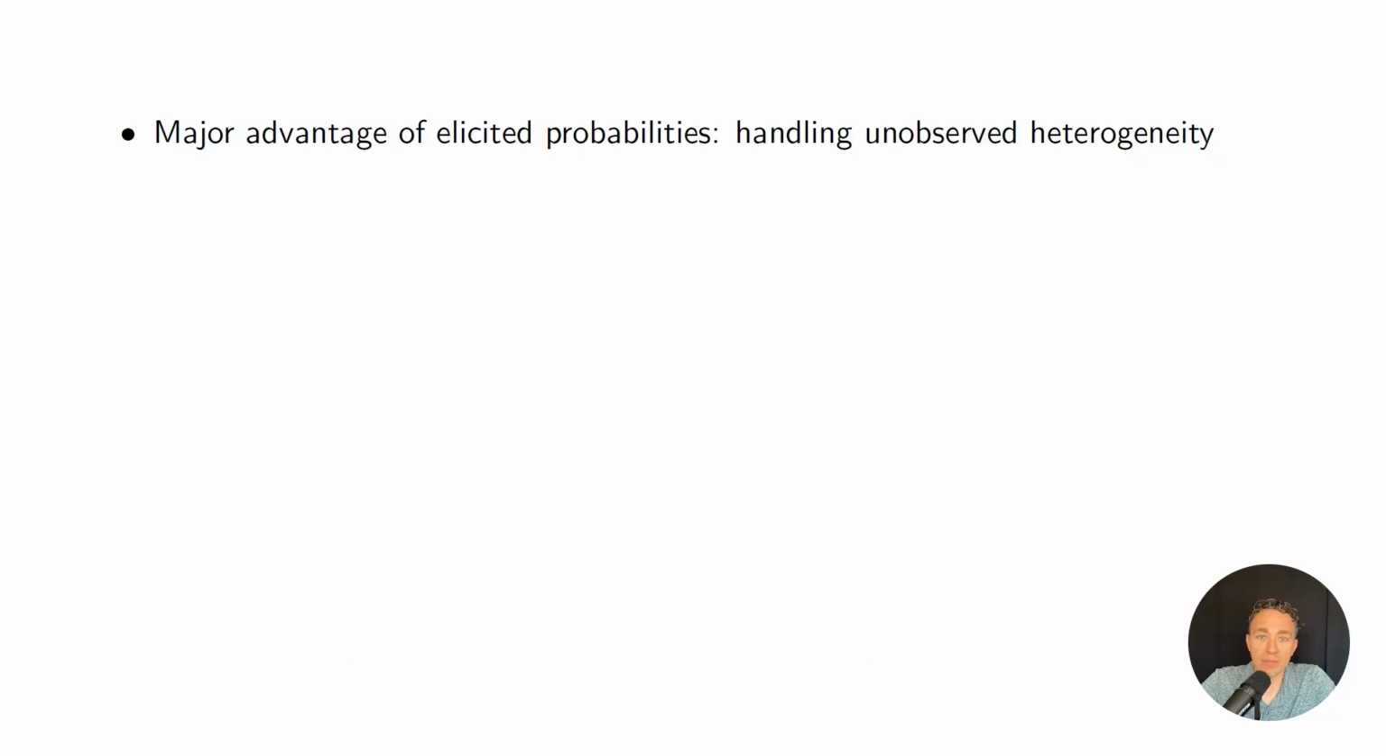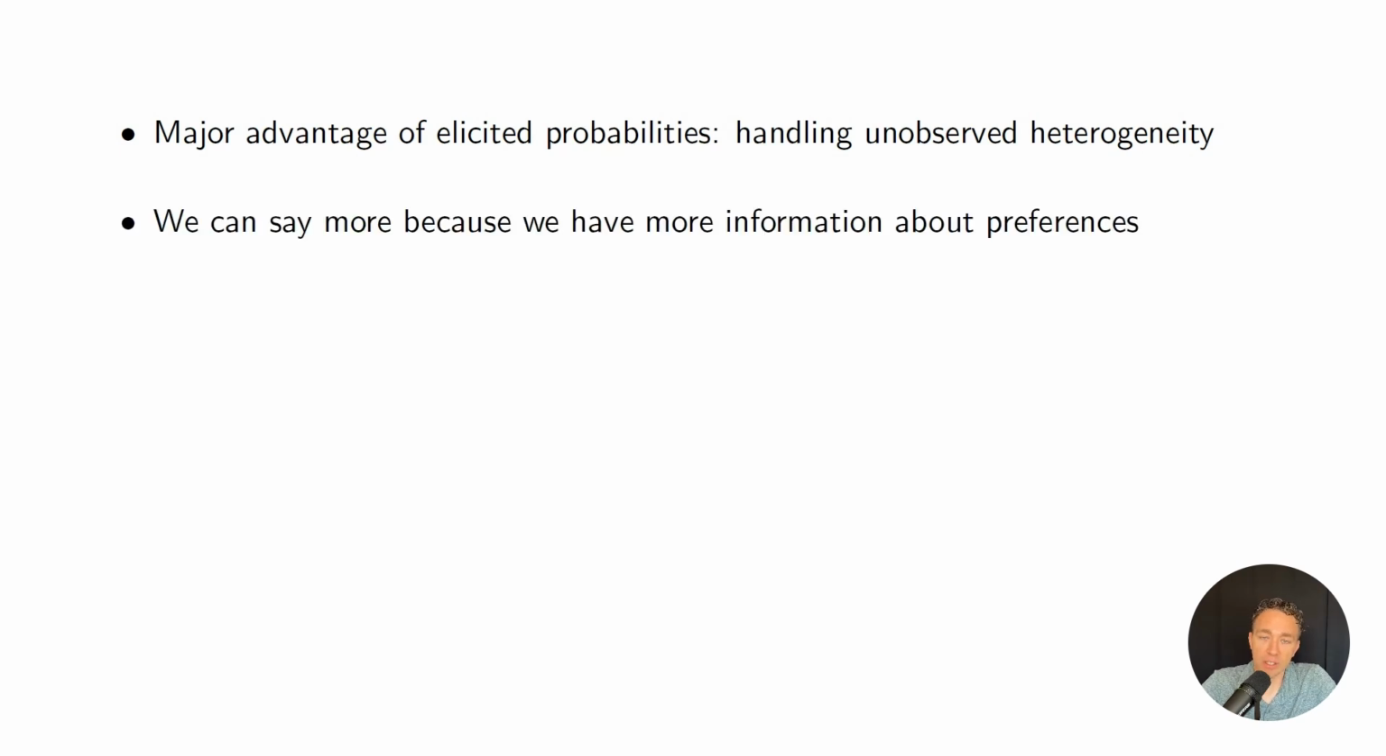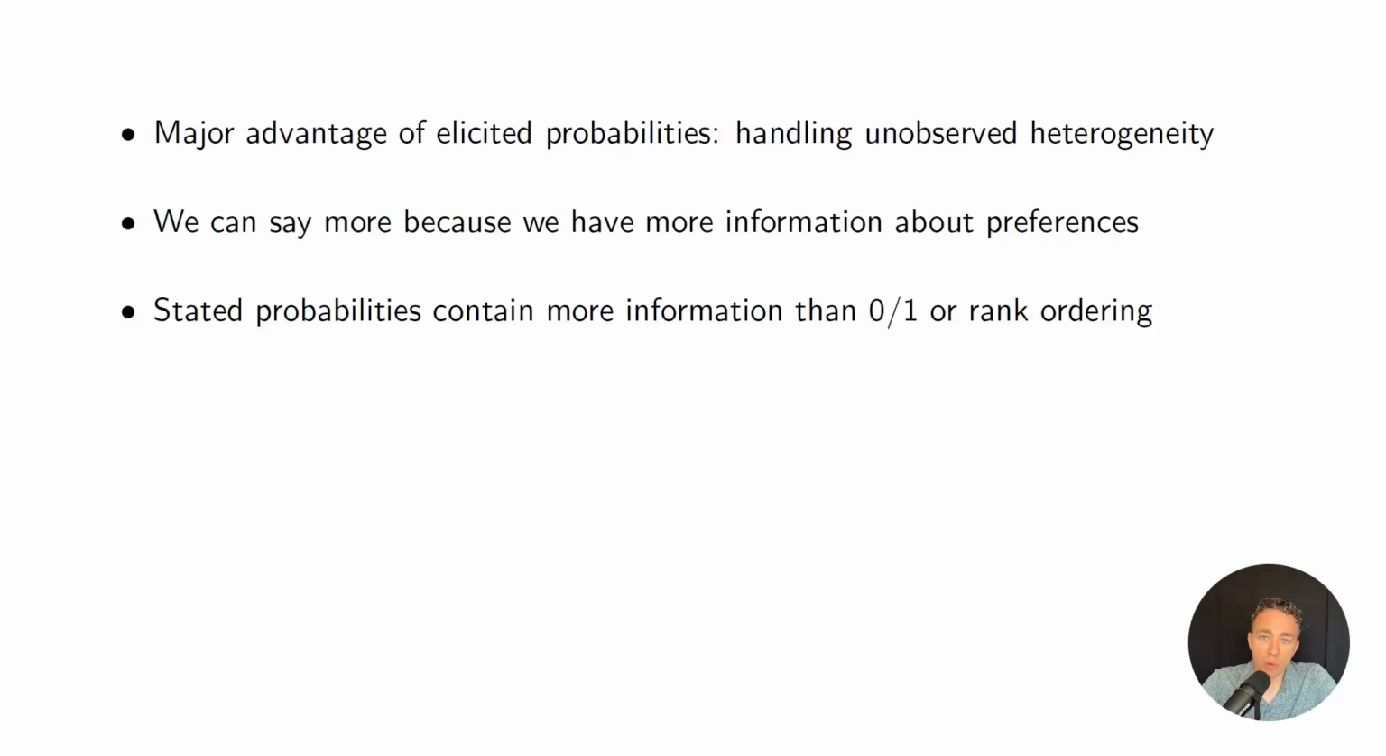One of the major advantages of this elicited probability or stated choice probability experimental data is that we can handle unobserved heterogeneity quite flexibly. And the reason that we can say more about preference heterogeneity is because we have more information about preferences, as we discussed in the video just prior to this. And this is because we have more information than just a 0-1 or a rank ordering. We can tell exactly how far apart these options are in the space of latent utility that they occupy. And this is going to allow us to effectively estimate nonparametric mixing distributions.